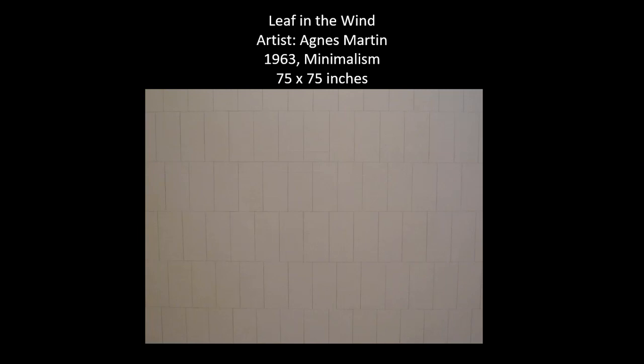Now, her denser grids seem to imitate the appearance of woven fabric. Now, it's important because you could see this perhaps as a reference to the texture of canvas, right? And so therefore we have an emphasis on the physicality of the materials and again the essentials of painting itself.